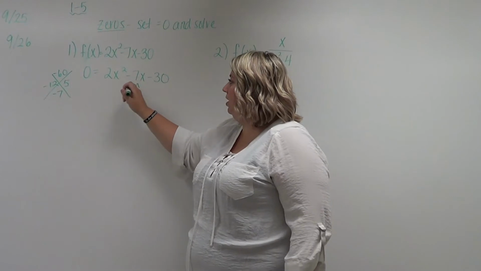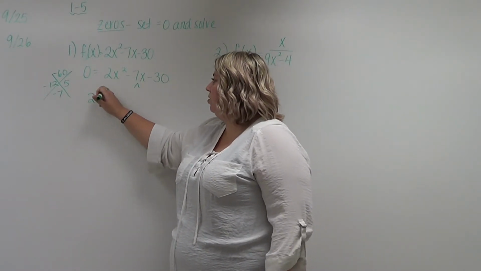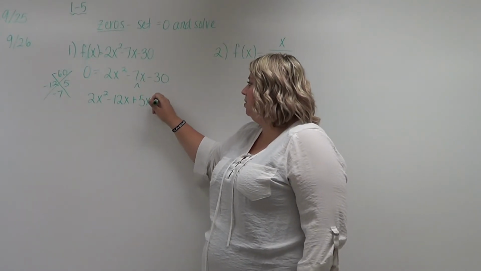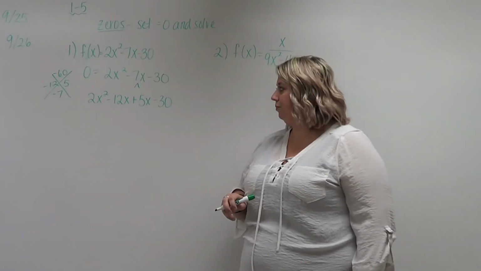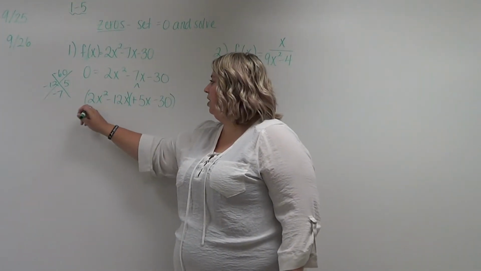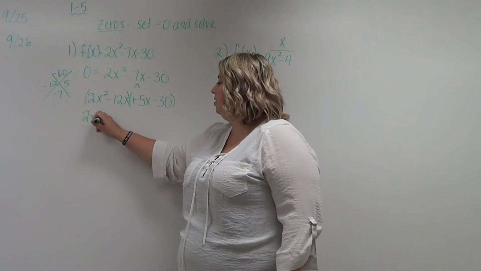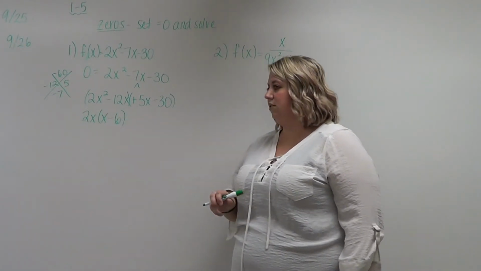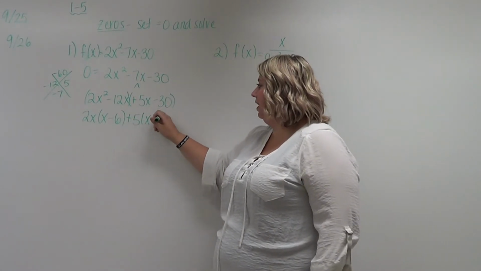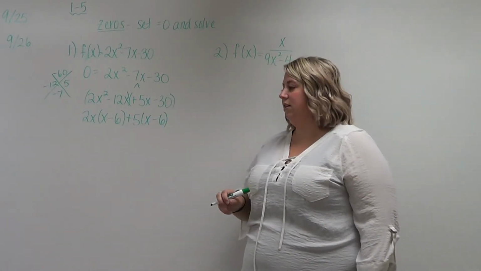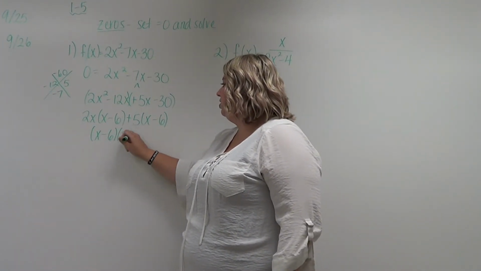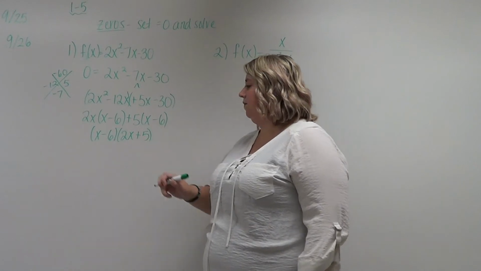Then we're going to split the middle. So I have 2x squared minus 12x plus 5x minus 30. Group. First one I can factor out a 2x. And I'm left with x minus 6. Second one I can factor out a 5. And I'm left with x minus 6. So this is x minus 6, 2x plus 5.